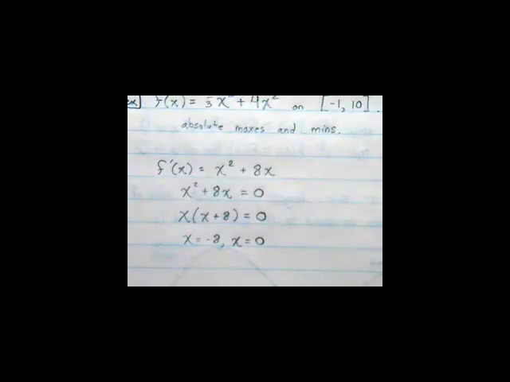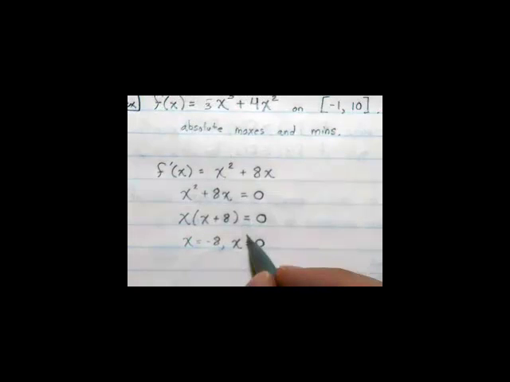So now look at my interval though. Which of those two am I going to use? Just the 0, I don't need the -8, right? Because that's outside of my interval. If I had expanded my interval, maybe from -10 to 10, then I would use the -8, and that would count as one of them. But you've got to be careful. If it's not technically inside your interval, you don't need it, because I'm only concerned with numbers between -1 and 10. So I'm going to go with this one.